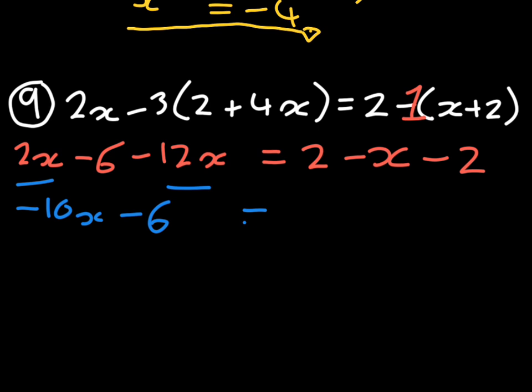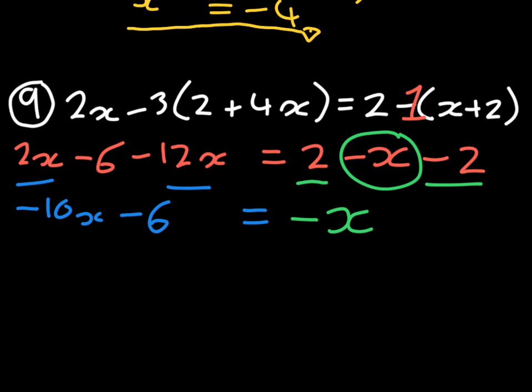This equals, now we can do a similar thing over here. Since we've got two constants, we can let them interact. And we've got 2 minus 2, which we all know is 0, so we don't have to write anything. Then we will be left with our minus x, so we can keep that there.